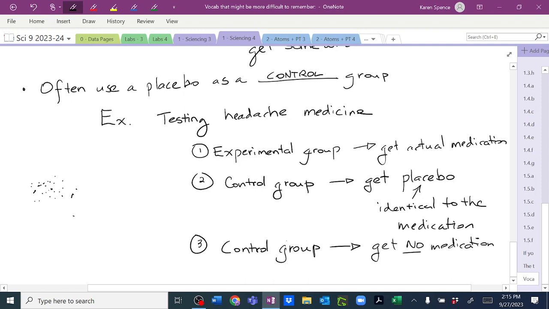Now, this is not a word that you are required to know this year because we don't have a lot of time to spend on it. But has anyone ever heard of a double-blind study? It's where both the person giving the medication and the person receiving the medication do not know what they are giving or getting.